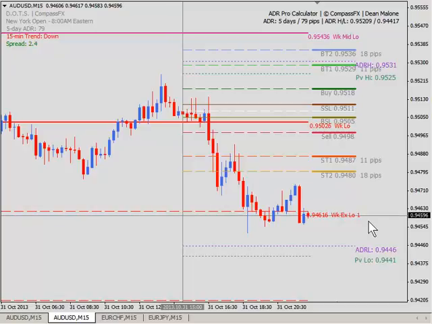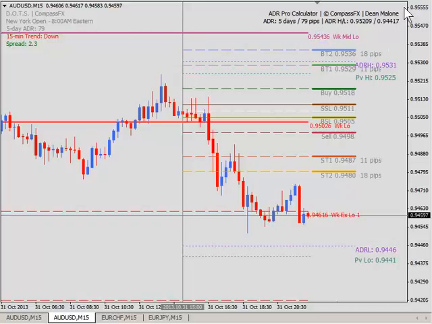Another question I've been asked is, does the average daily range pro calculator have the same range as the DOTS 4.0 indicator? And absolutely, yes. You can't get away from what the average highs and average lows are. That's exactly what they are. So you can see here, 5 days, 79 pips, 5 days, 79 pips.